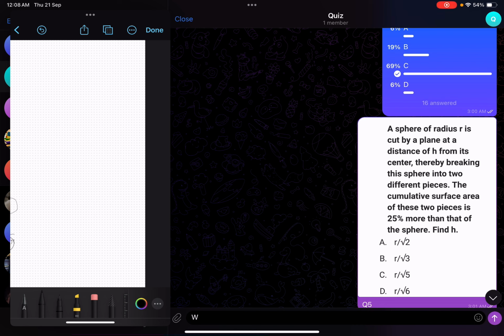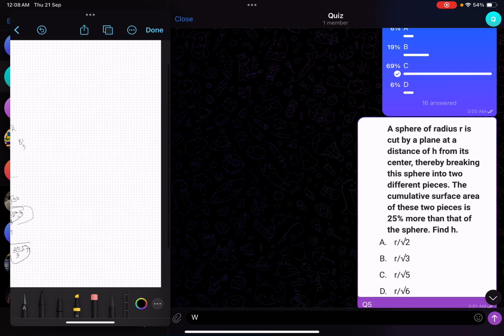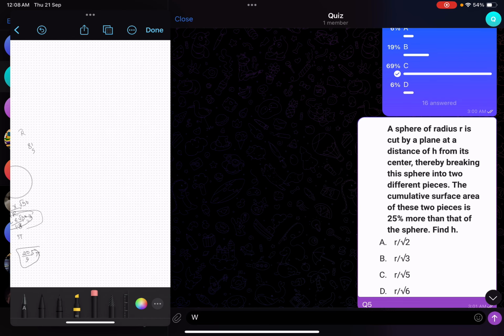A sphere of radius r is cut by a plane at a distance h from its center. Okay, so basically we have a sphere. Consider this 2D right now. Say it is cut from here, and the distance from the center is h. Suppose that in this figure which is being cut, there will also be a semicircle, and that radius we suppose to be k. So suppose this is k.